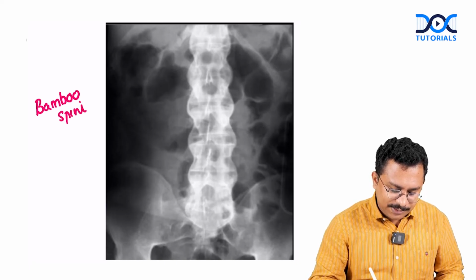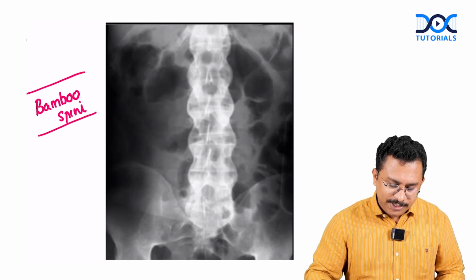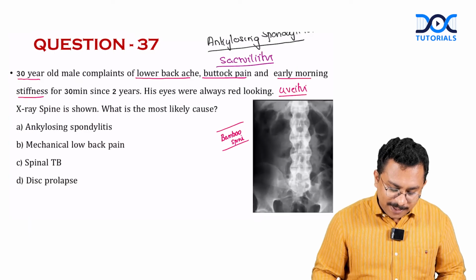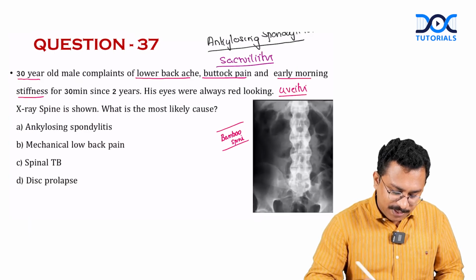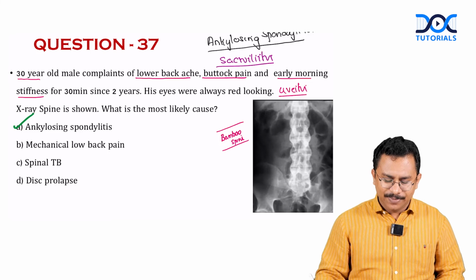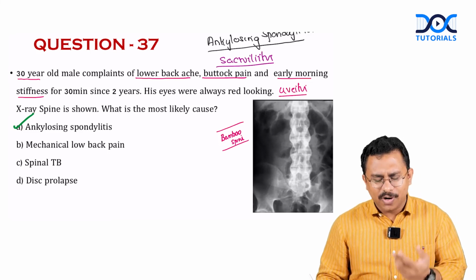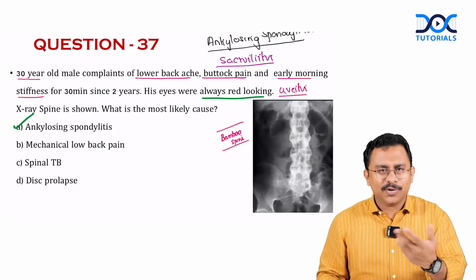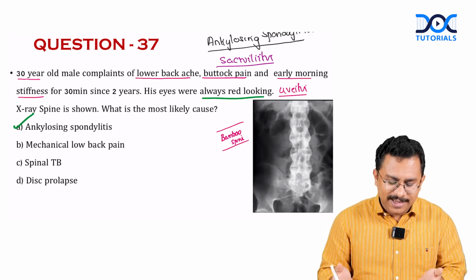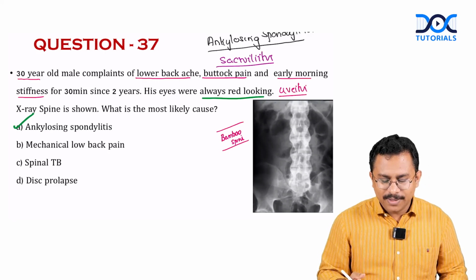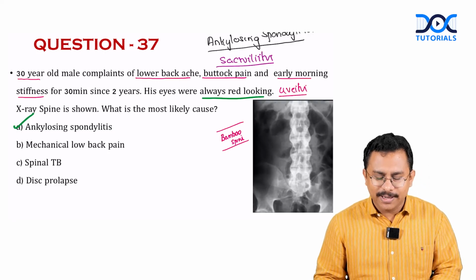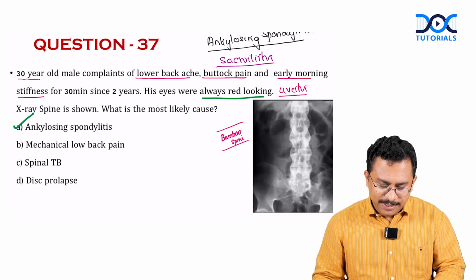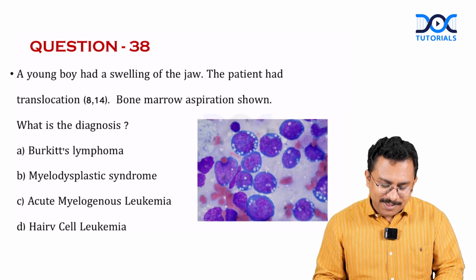So they're asking what could be the cause: ankylosing spondylitis, mechanical low back pain, spinal TB, or disc prolapse. Simple, it is ankylosing spondylitis. In the other conditions you are not going to have any associated uveitis commonly. Though tuberculosis can cause uveitis, the other features are not suggestive of tuberculosis. This buttock pain doesn't occur, and early morning stiffness is not common.